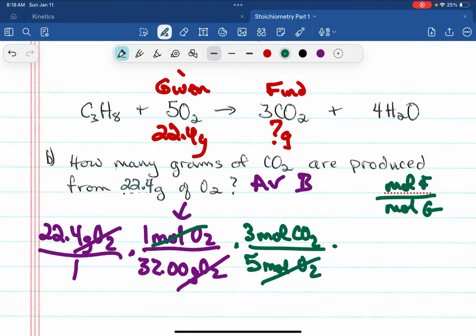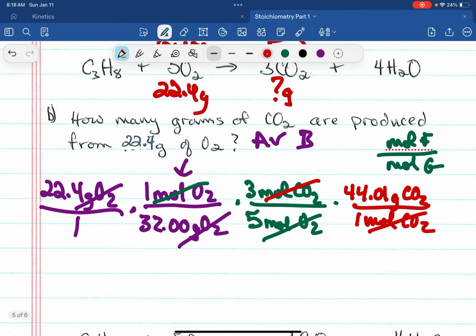If it asked for moles of CO2, I would be ready to use the calculator, but it doesn't ask for moles, it asks for grams. And how do I get from moles to grams? I need the molar mass. I'm going to multiply by the molar mass, which in this case is 44.01 grams CO2 over 1 mole CO2. And now it's time to turn on your oh wait, moles of CO2 have canceled. Now it's time to turn on your calculator.